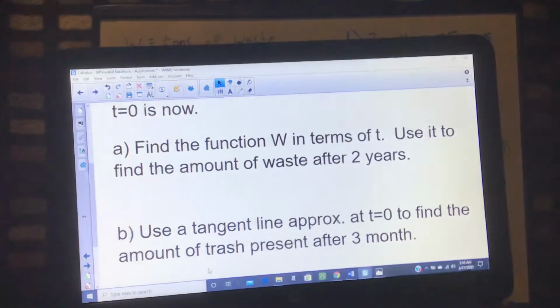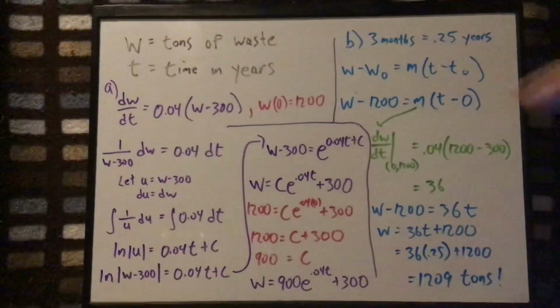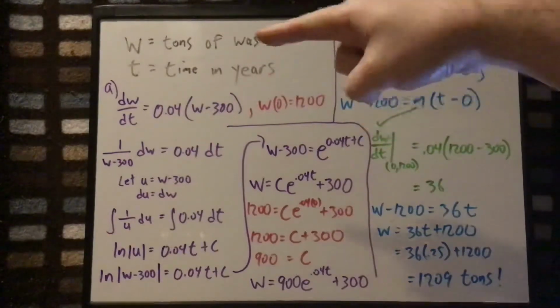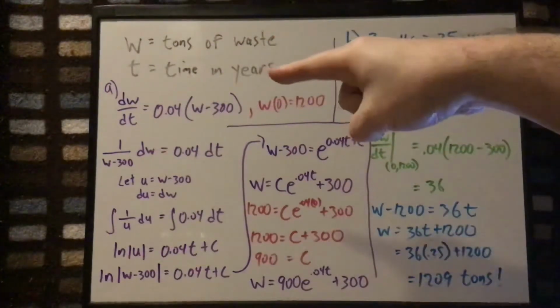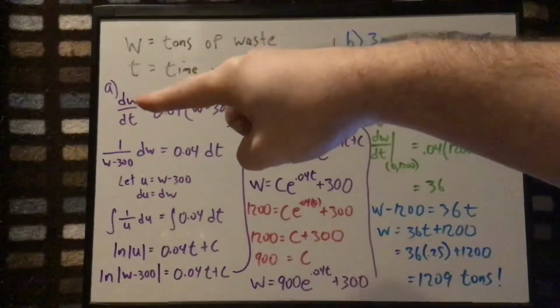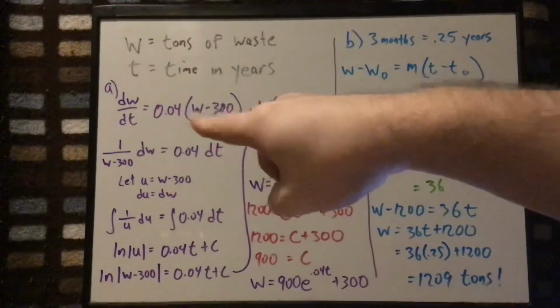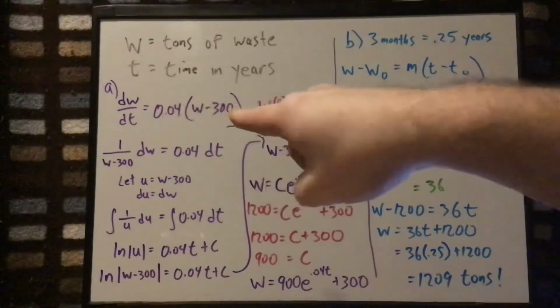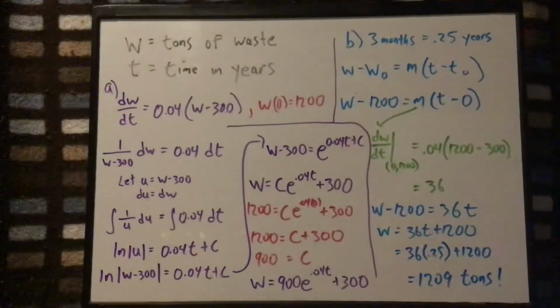It's basically solving the differential equation and then plugging the value at the end. So to start, I just made sure I defined the terms on here so we know w is the amount of waste at any given time, and t measures the time in years. Now, they gave me the differential equation, so the rate of change of waste over time is based on the amount of waste and gets calculated in this manner. So we just need to solve this differential equation to get what w is.